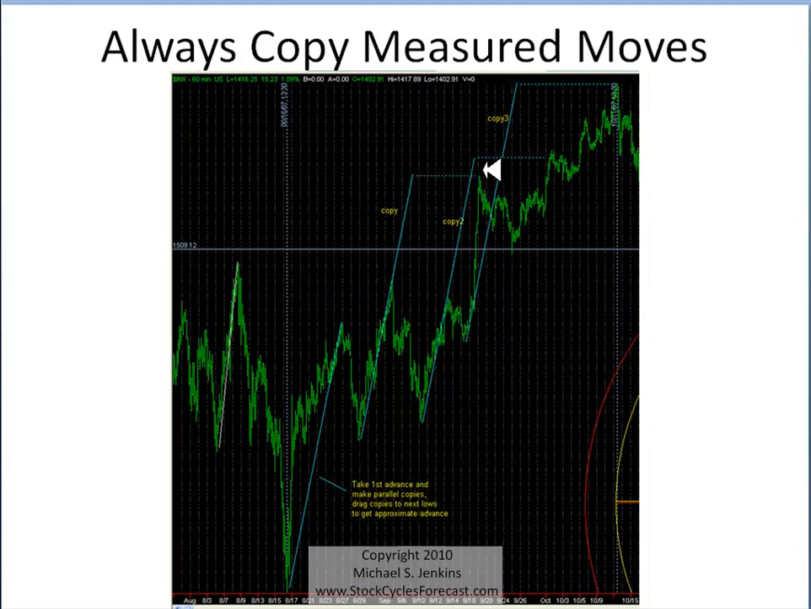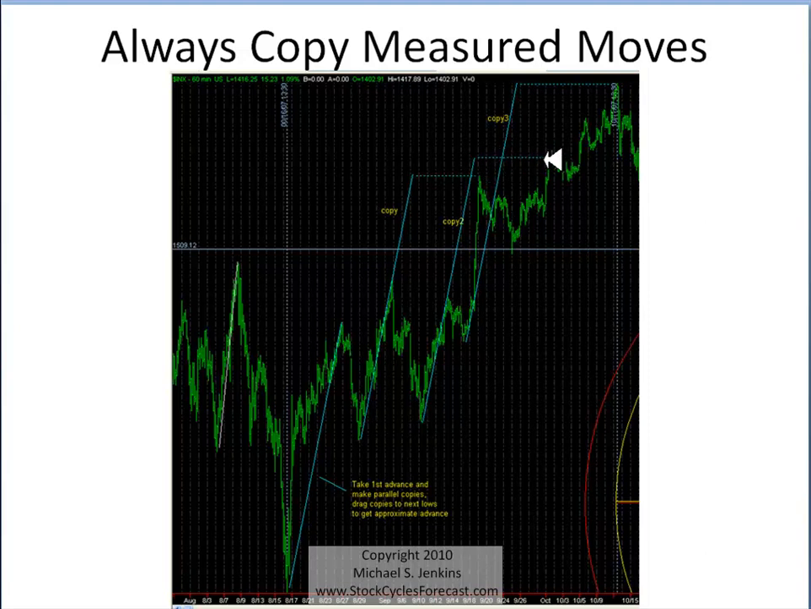Measure it here. This one did reach its objective over here. This one over here met its objective over here. So they are very precise. They always do the same thing. They just look like they're doing something else, but this top is a measured move from there.